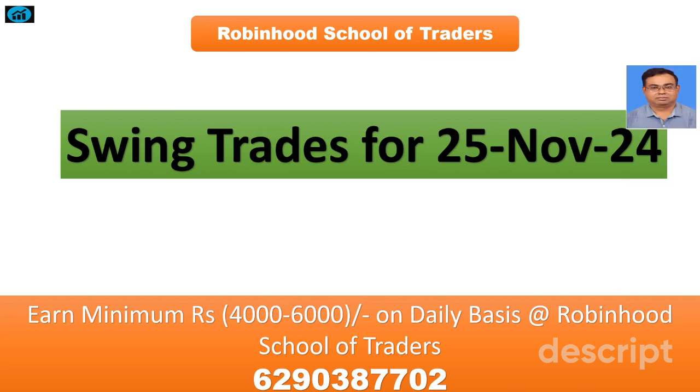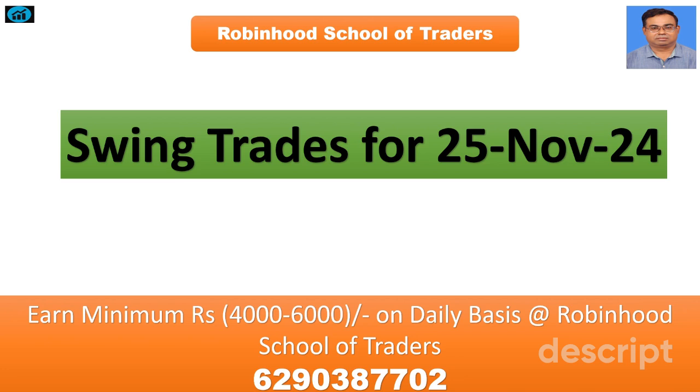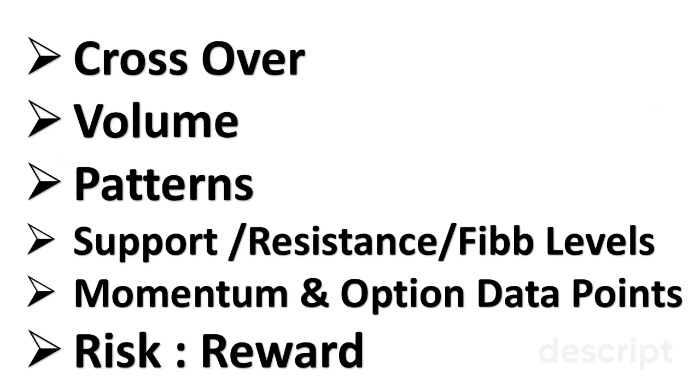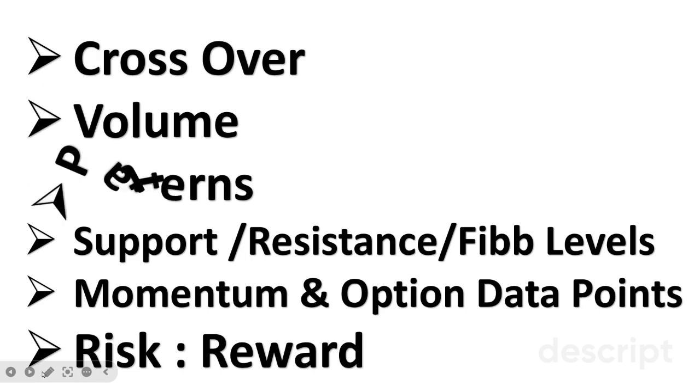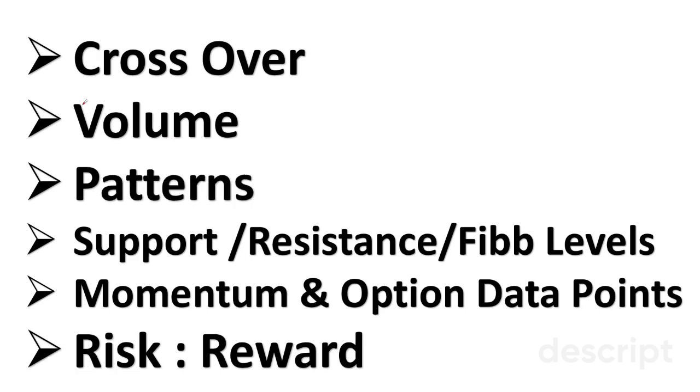So before getting deep into swing trade, let's see what the premises are, what are the pillars on which we are going to take a swing. The first is a crossover. So we are looking for any sort of crossover. In this video, I have taken a crossover of EMA, exponential moving average, 9 and 21. Then we have to see volume. What and where is the volume? In all the stocks on screen, you will see the volume is on the higher side.